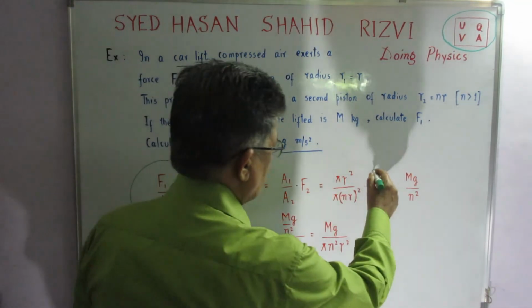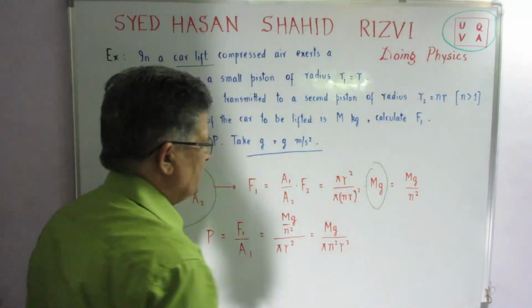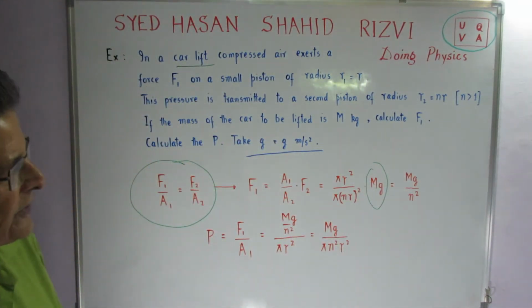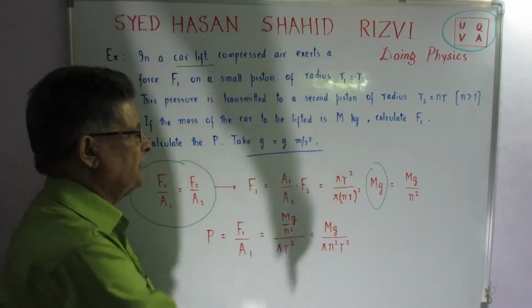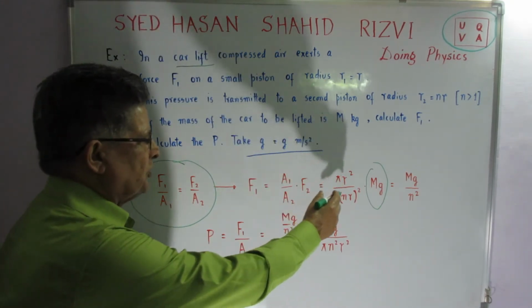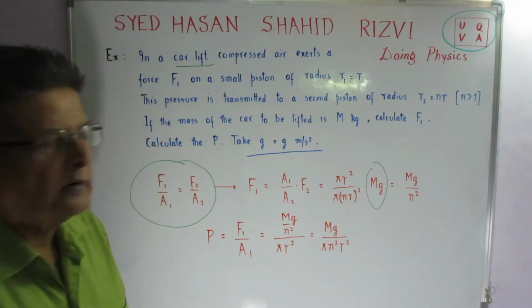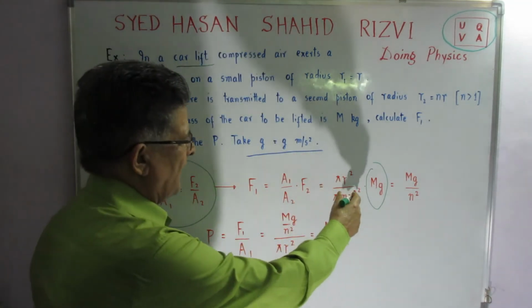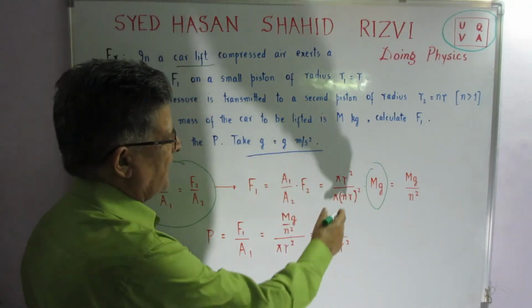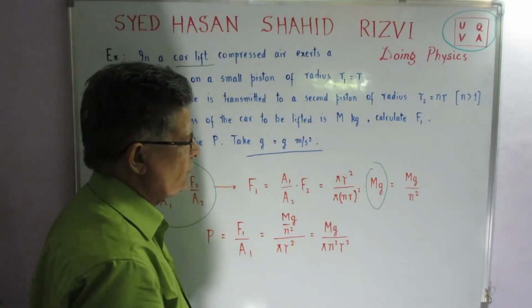M is the mass and g is the acceleration due to gravity. Then the force exerted by the car becomes equal to mg. And I write the area of cross section A1 is equal to pi r square and A2 is equal to pi n r whole square. So naturally pi and r square cancel and I get here 1 upon n square.